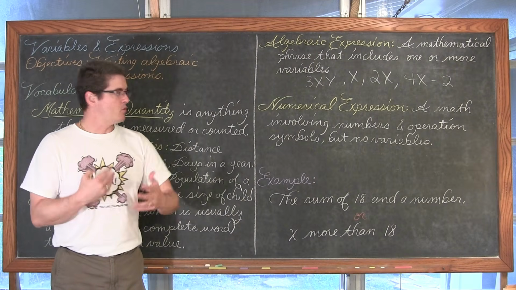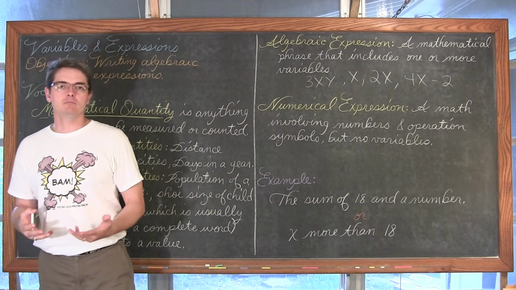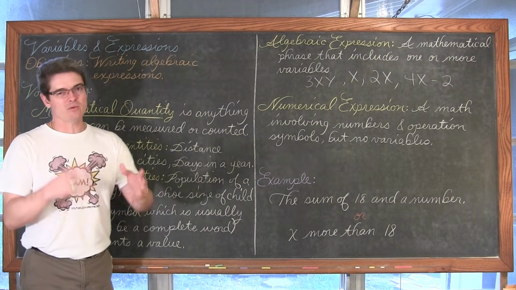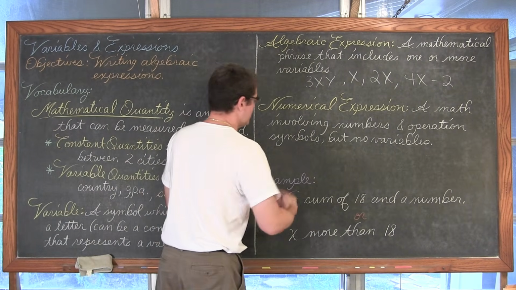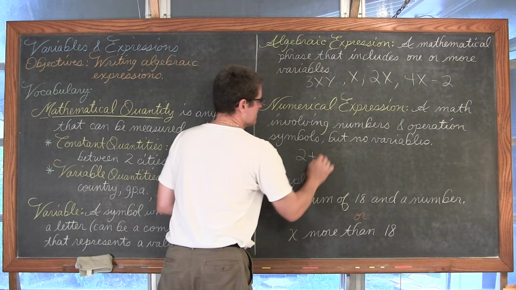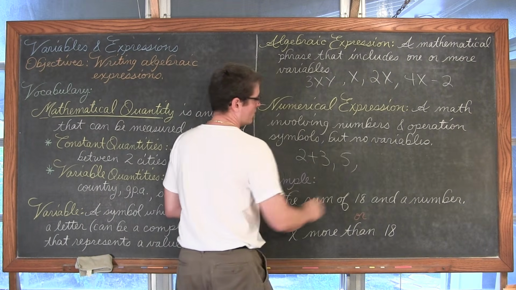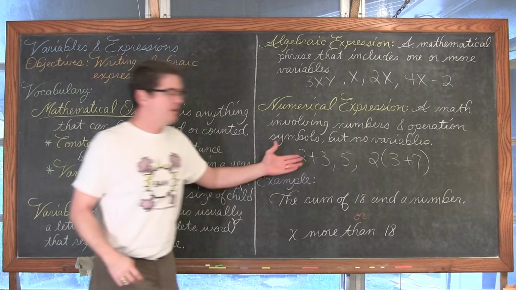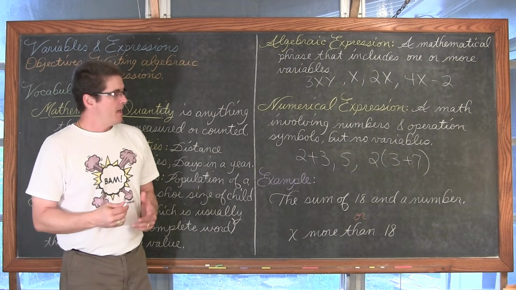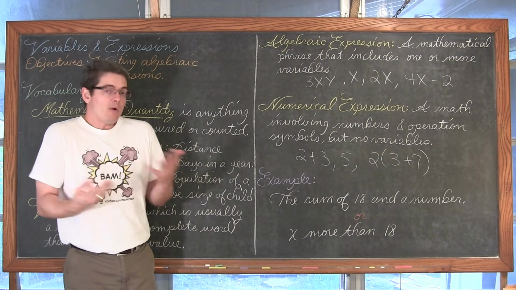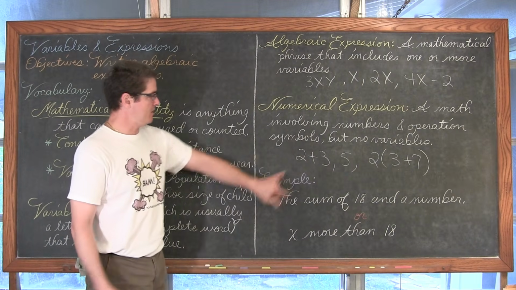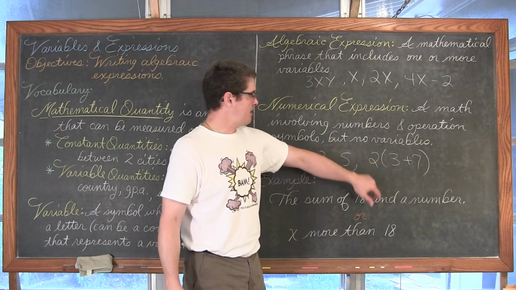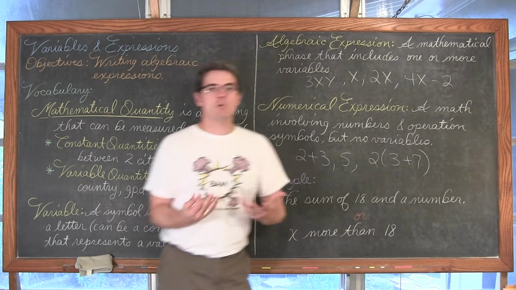Okay, so a numerical expression is kind of like what you've been studying maybe through elementary and middle school, and I know they start to incorporate algebra now in younger and younger grades, but like 2 plus 3, or just 5, or 2 times 3 plus 7. I'm writing down phrases, but there's no algebra involved. There's no variables involved. 2 plus 3 is 5, or 3 plus 7 is 10, and then 10 times 2 is equal to 20.